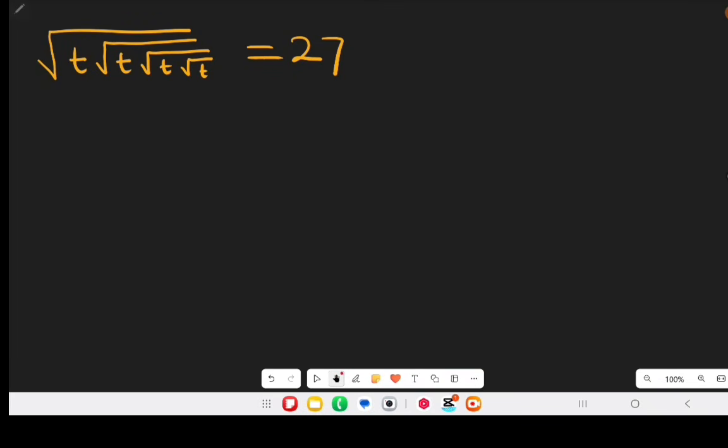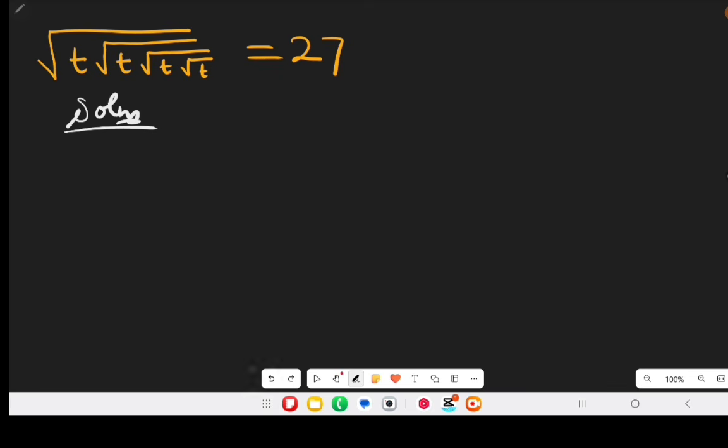Today I'm going to show you how to solve this nested root equation, which is root t, root t, root t, root t equals 27. We have two ways to approach this type of question. First, we solve it externally, meaning we solve from the biggest root down to the smaller root. The other method is solving it internally, from the smallest root to the bigger root. At the end, we will arrive at the same answer. Stay tuned, let's dive in.